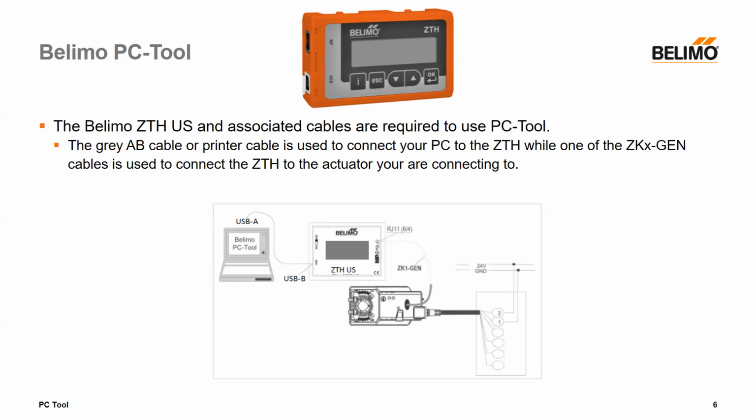On the PC side, again, the ZTH-US will come with a gray AB cable, which looks just like a printer cable. One side, the USB side, connects to your PC, and the other side connects to the ZTH. Of course, we want the actuator powered up, and essentially once we connect to a powered up actuator, the PC tool kind of takes over. So the actuator is going to stop responding to a signal from the controller unless it's in a simulation mode, which I'll talk about in a few screens.